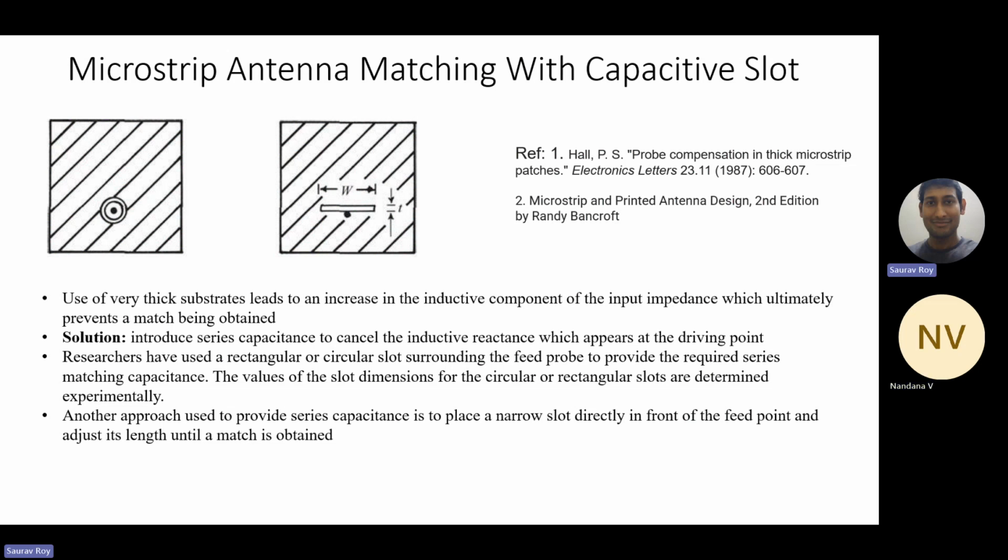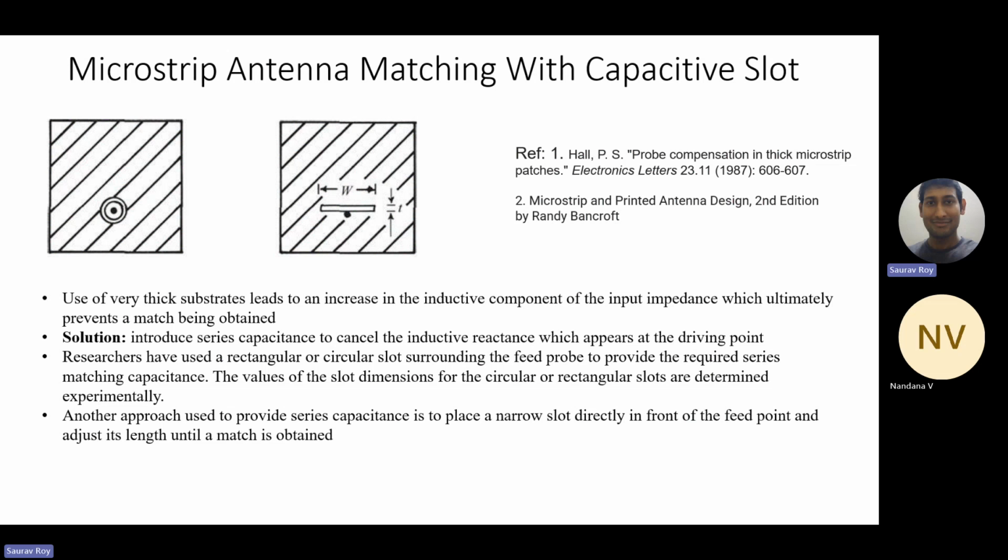So researchers have used a rectangular or circular slot surrounding the feed probe. There you can see in the left picture, you can take a circular slot, and there are also rectangular slots, to provide the series matching capacitance. Another approach is the right one. There they do not cover the whole excitation point, but cut the slot on just one side of the excitation point. It provides series capacitance: place a narrow slot directly in front of the feed point and adjust its length until a match is obtained.